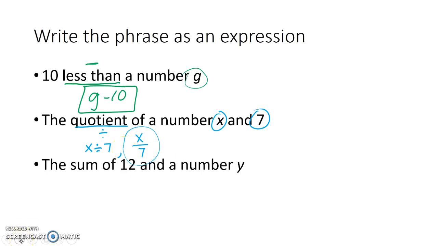And then a third example says the sum of 12 and a number Y. So our key word here is sum, which means addition. So we're going to take 12 plus Y.